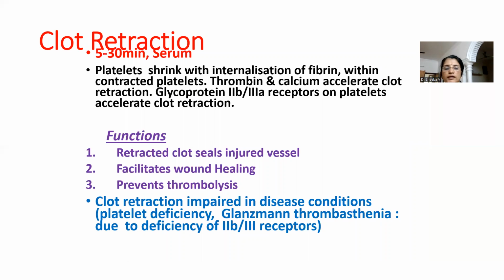Finally, there is the clot retraction. Here a large number of platelets are adhered to this fibrin network. The platelets shrink, with fibrin internalized within the contracted platelets. Thrombin and calcium accelerate this reaction. Glycoprotein 2B and 3A receptors on platelets accelerate clot retraction, and the yellow colored serum oozes out. That happens within 5 to 30 minutes.